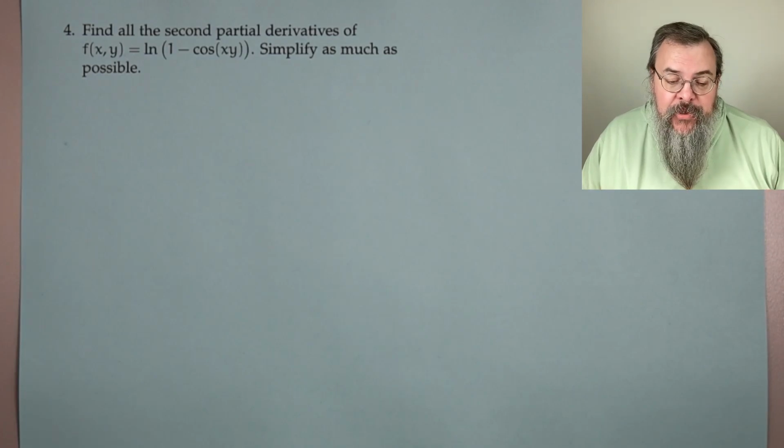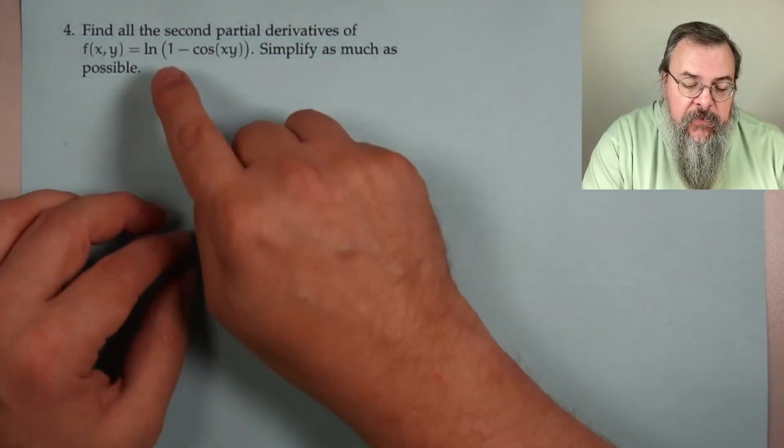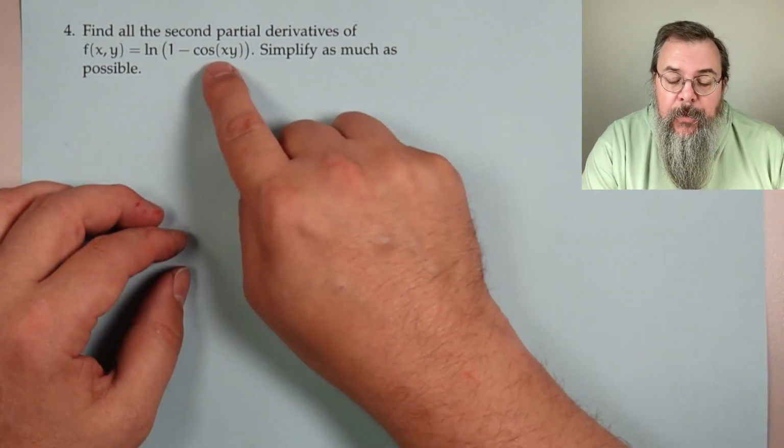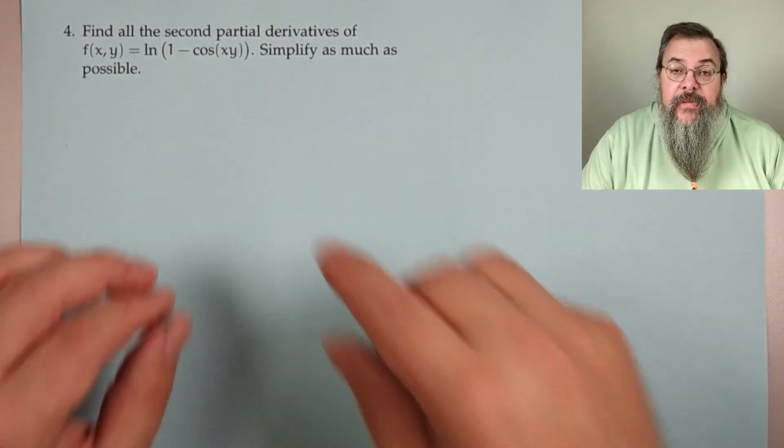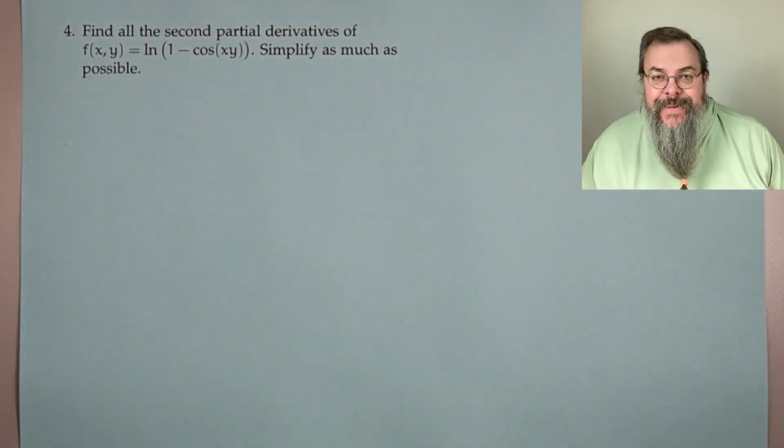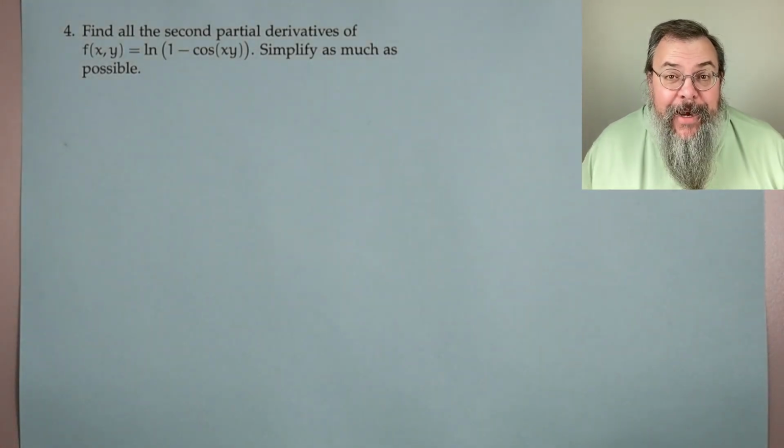Find all the second partial derivatives of the function f(x,y) equals log of 1 minus cosine xy. Simplify as much as possible. Okay, we're in for a ride.